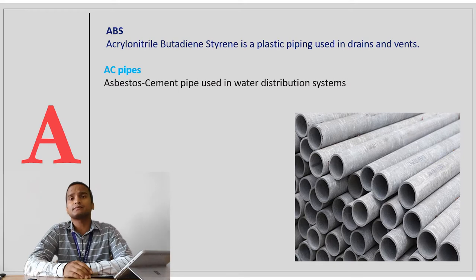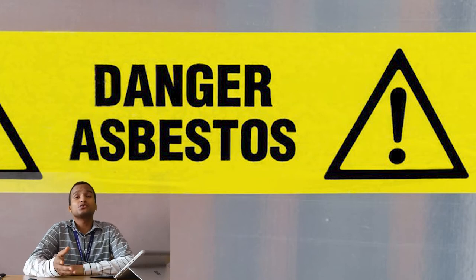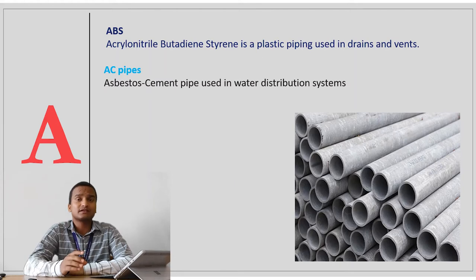But still, AC pipes are not the AC which we understand. AC here doesn't stand for air conditioning, but it is asbestos cement pipe which is used in water distribution systems. See, asbestos has a very harmful effect on the respiratory system if it is used just like a concrete. It was used earlier, it was suggested by scientists, but later on they realized this creates a very big challenge to those who are living inside the buildings. But asbestos cement is a mixture which can be used anywhere, and it is very healthy. Actually there is no dust there.